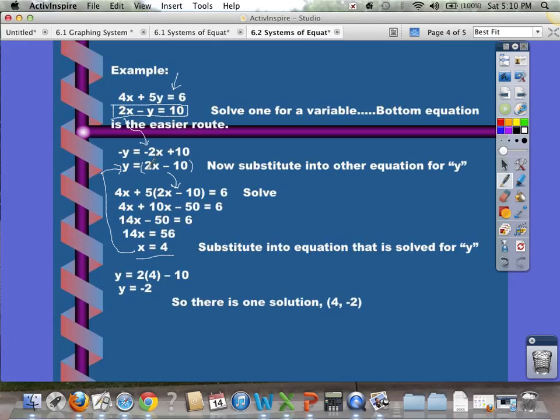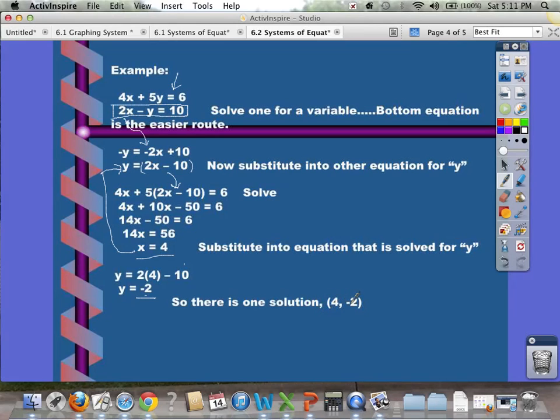So I'm going to put 2 times x, x is now 4, minus 10. Okay? So that's going to be 2 times 4, which is 8. 8 minus 10 is negative 2. Okay? So now, make sure you put them in the right order. My x is 4, and my y is negative 2. So my ordered pair is 4, negative 2. So that is the location where those lines will cross.